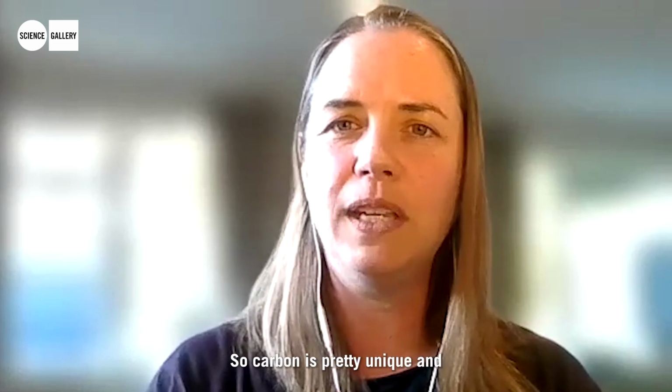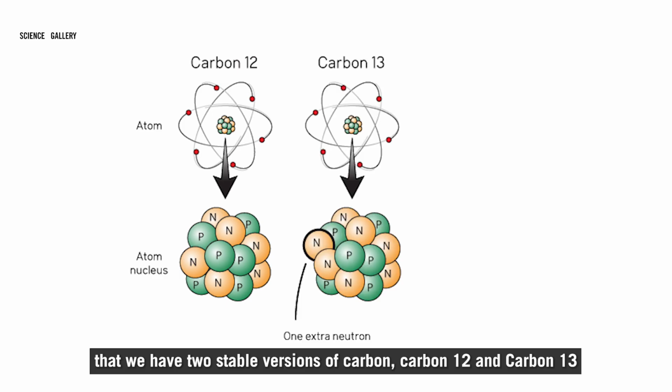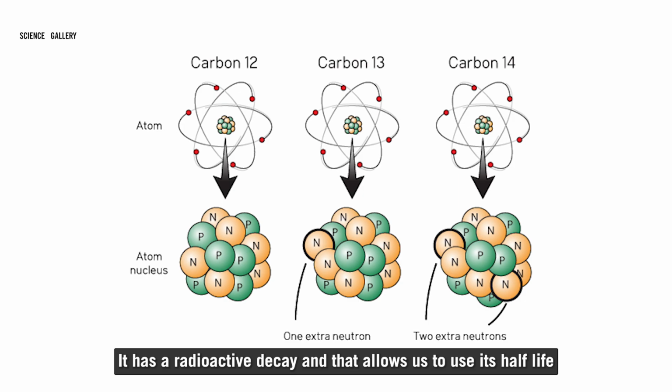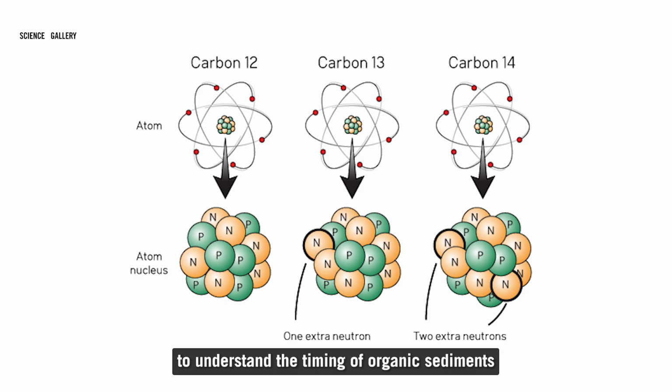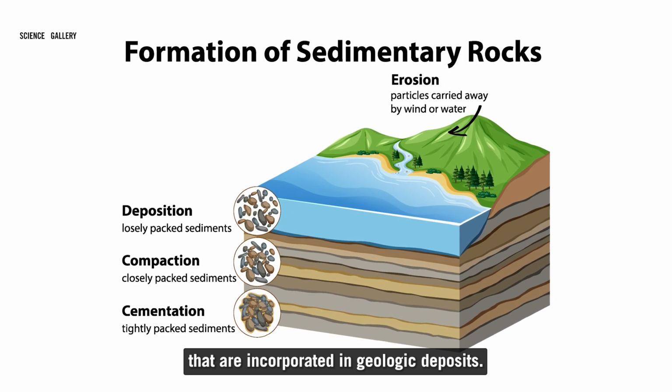So carbon is pretty unique in that we have two stable versions of carbon, carbon 12 and carbon 13. And we have an unstable carbon, carbon 14, and that's the clock. It has a radioactive decay, and that allows us to use its half-life to understand the timing of organic sediments that are incorporated in geologic deposits.